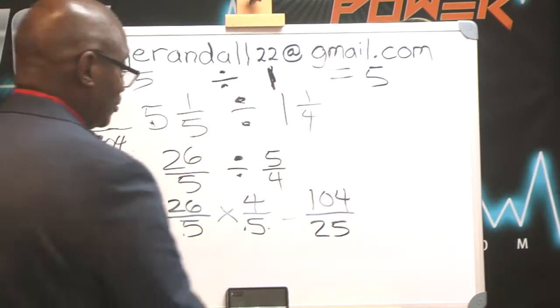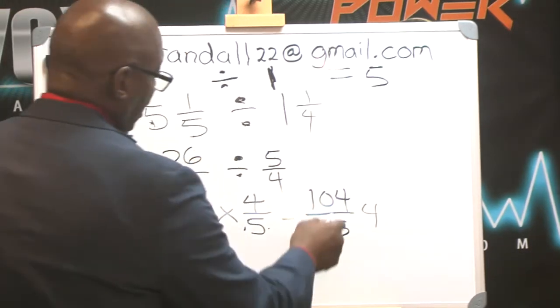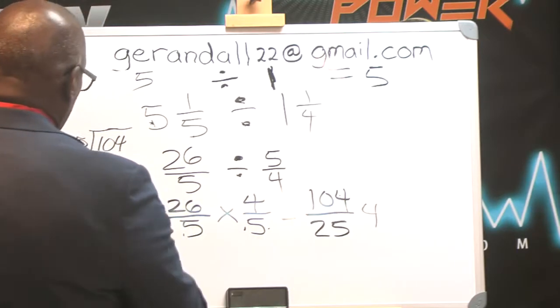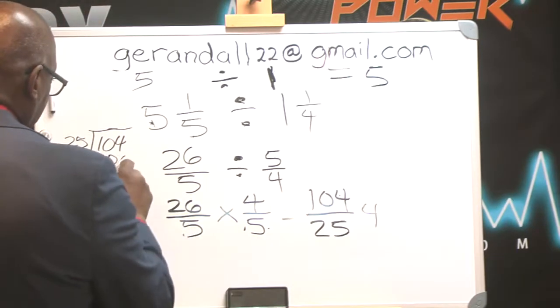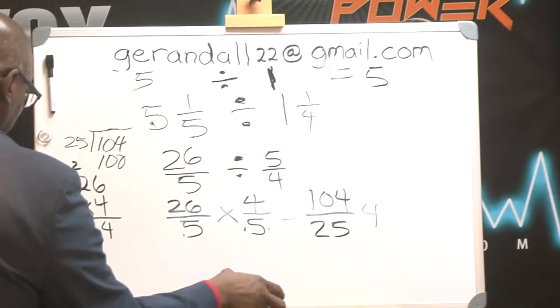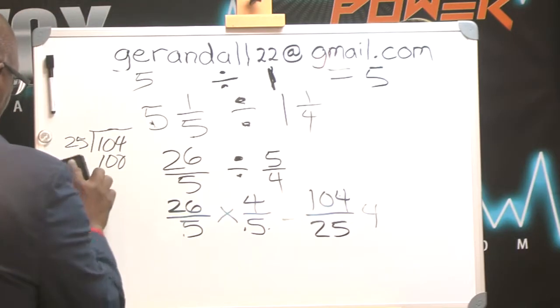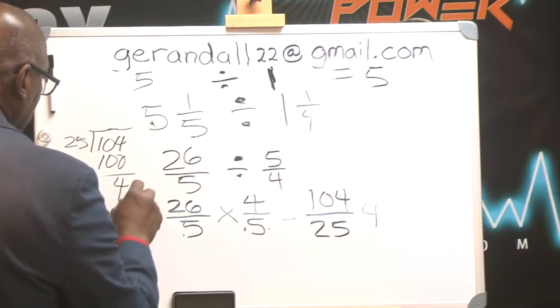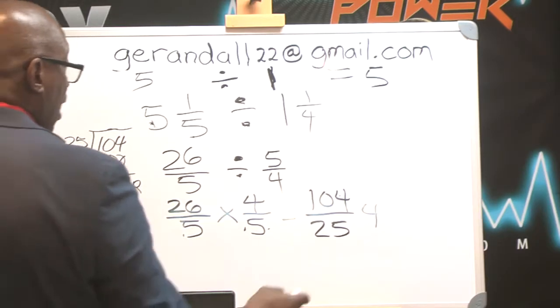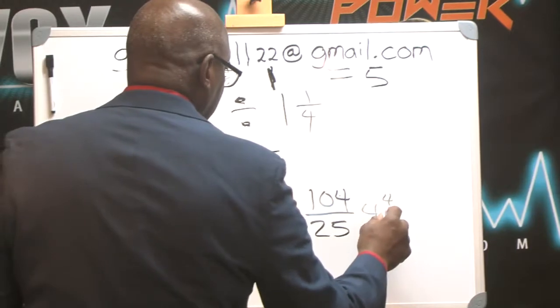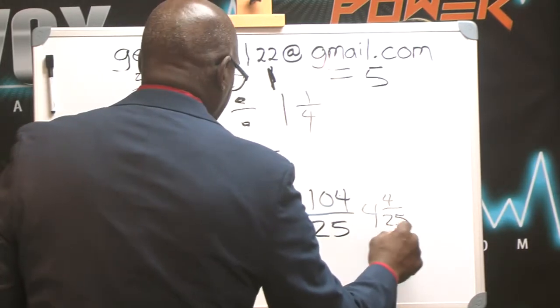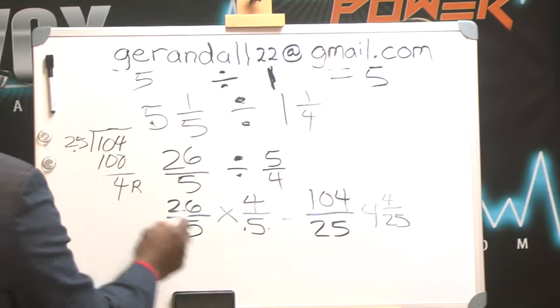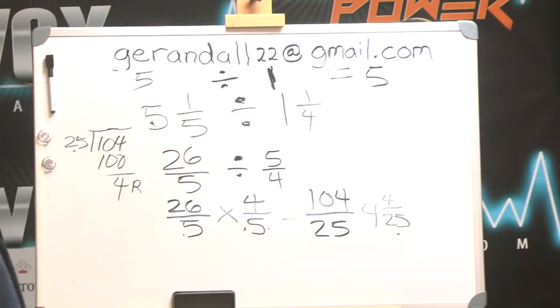4, right? And 4 times 25 is 100, right? And the 4 remaining is our numerator, and that divisor, 25, is the denominator. Is it in simplest form? Because that's all a part of this answer.